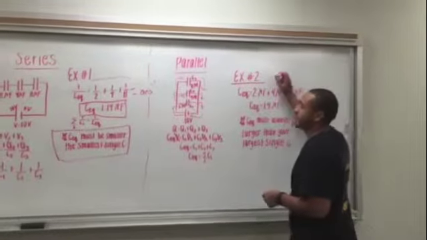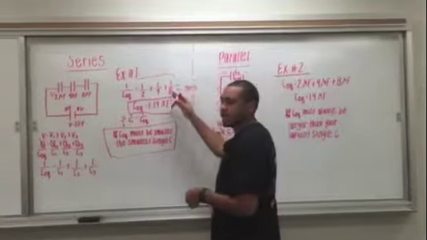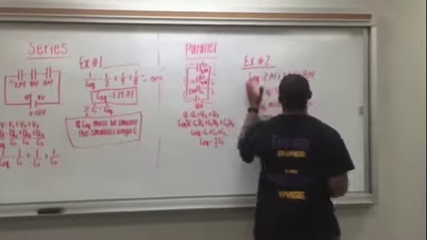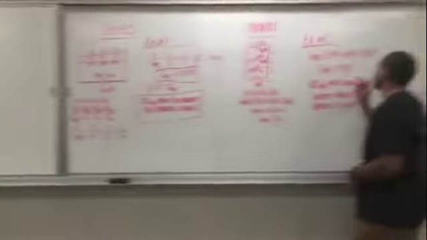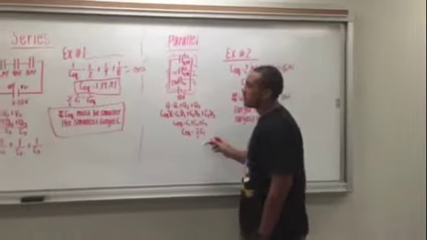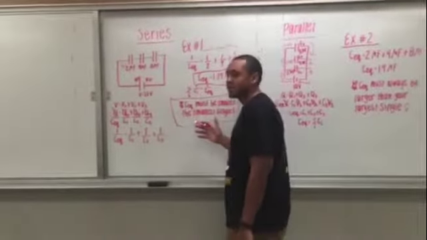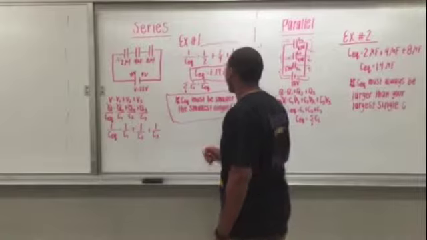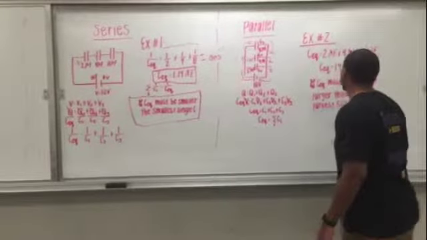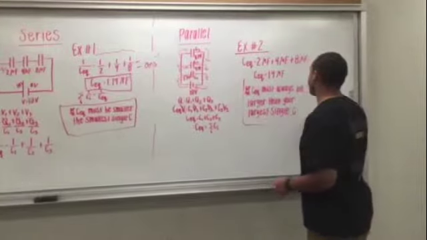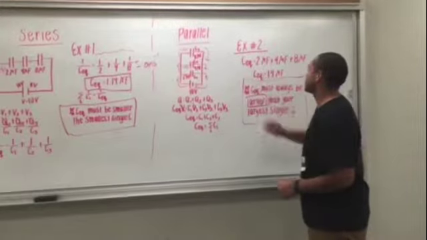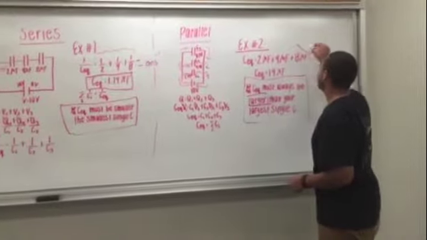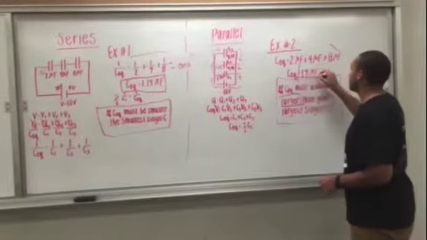For the example, we have the same numbers. In series, we took the inverse of them. Here, we just add them straight up: 2, 4, and 8. The book answer is 14. And the difference, like I said: in series, the equivalent must be smaller than the smallest capacitor, and in parallel it must be larger than the largest capacitor. As we see, 8 is the largest one, but we got 14 for the equivalent.